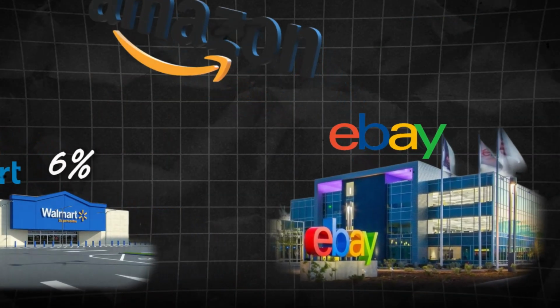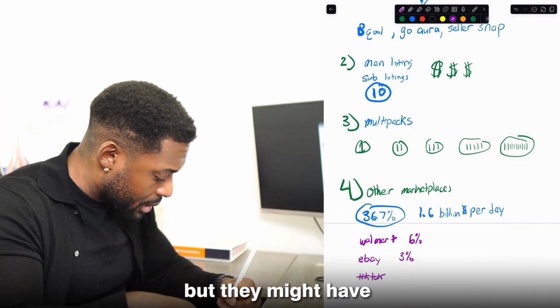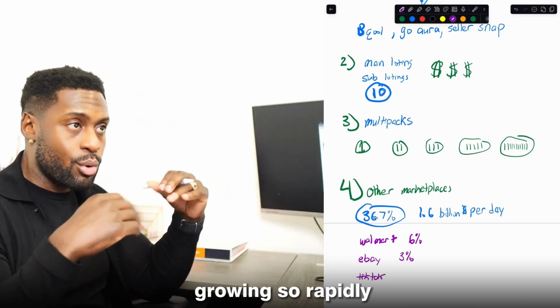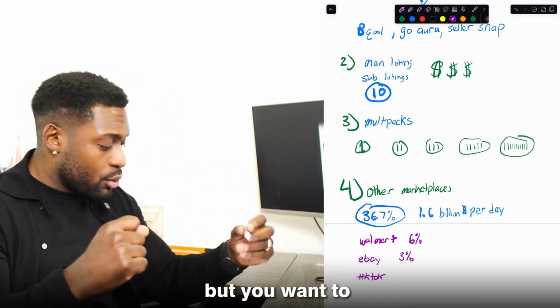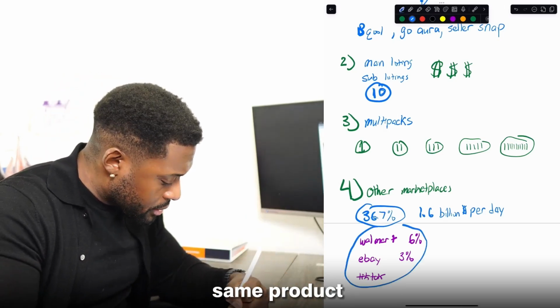You have something like eBay, it's about 3%. You have emerging marketplaces like TikTok, which is going to, as long as they don't ban it, and I don't know when I'm dropping this video, but they might have banned it already. I'm not actually sure of the percentage on TikTok nowadays because it has been growing so rapidly. I think it's hard to track, but you want to make sure you are capitalizing on all of these marketplaces. Same product, sell it here.